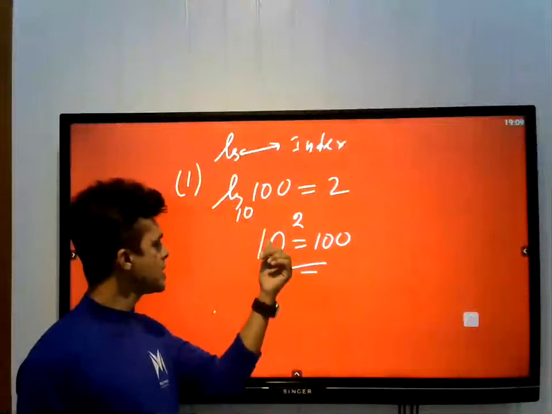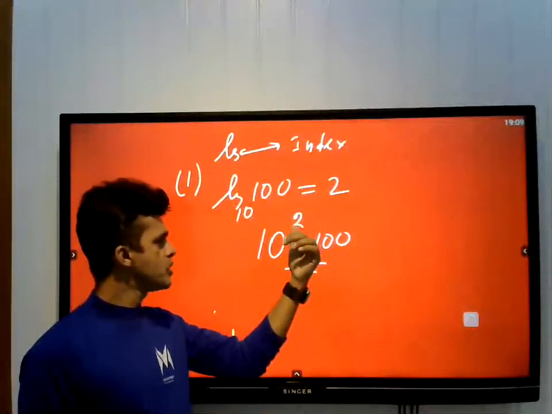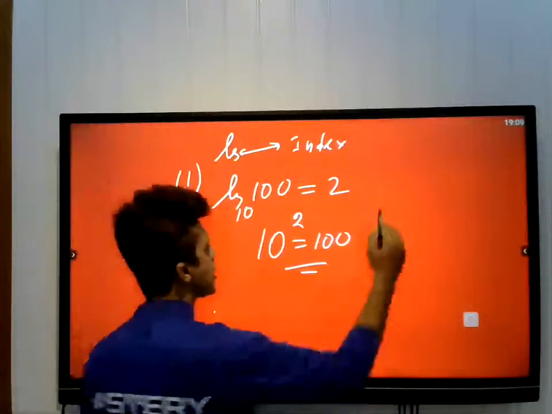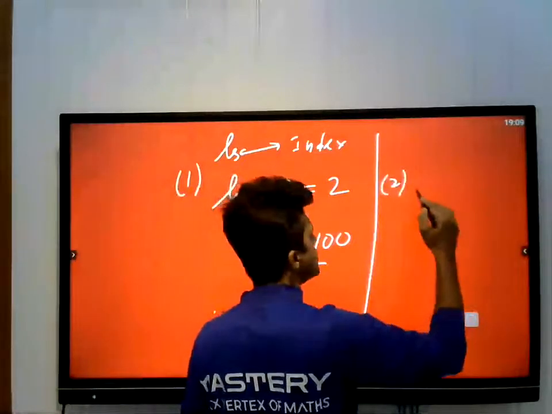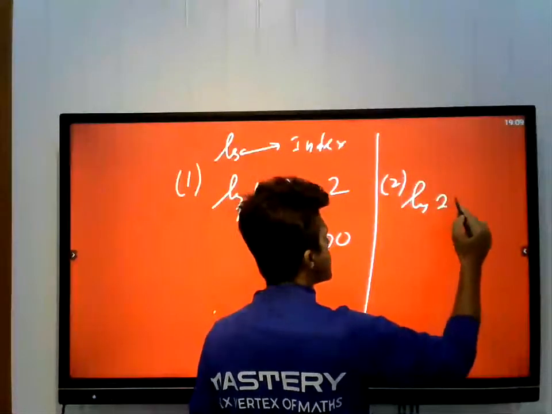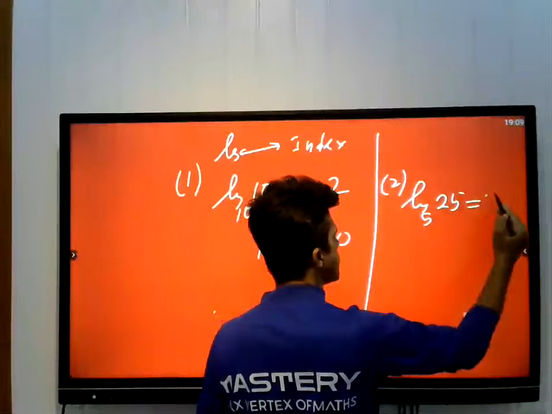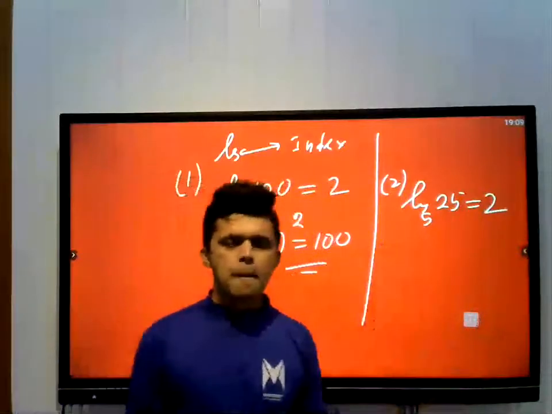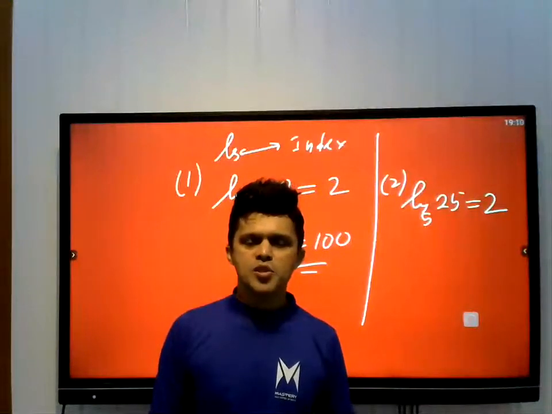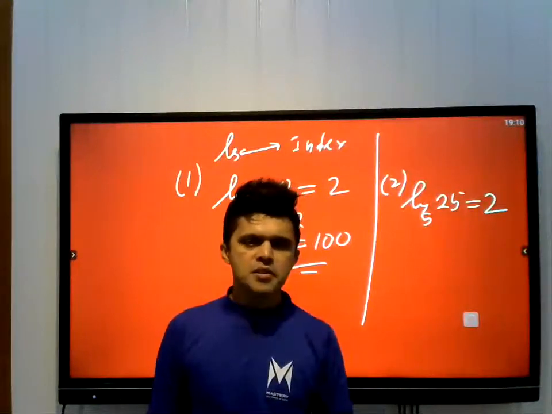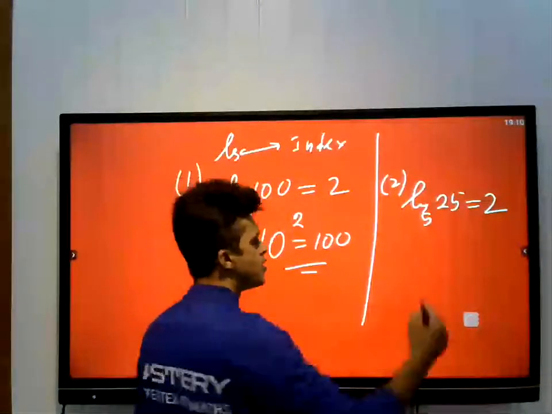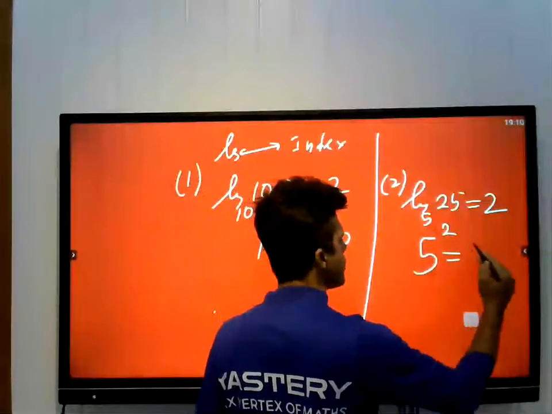This means this is the base and the index is 2, so 10 to the power 2 equals 100. What about this one? Log 25 to base 5 equals 2. How can you write this in index form? Think of the previously done one. Then 5 to the power 2 equals 25.